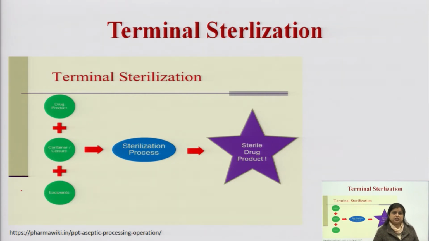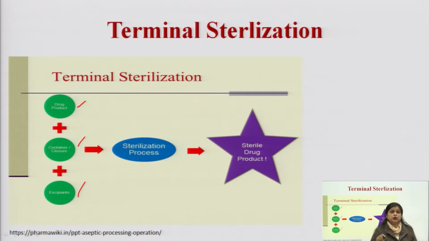Terminal sterilization is a sterilization in which we do the end product sterilization. As you can see here, this is a drug product, this is a container, this is an excipient. Whatever we do in terminal sterilization, we do each and every process in the normal area. A normal area may contain a few microorganisms or dust particles.